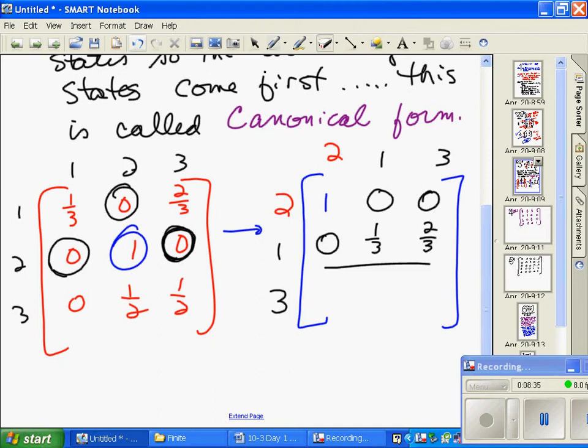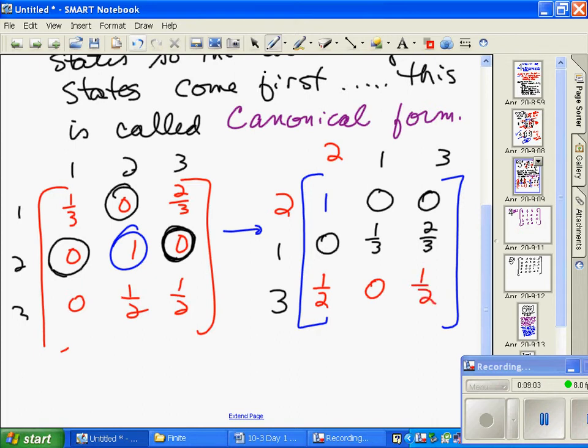Okay, now let's go look over here. We're looking at my row 3 on the left matrix. Row 3, column 2 is now going to be 1/2, and it moves there. Row 3, column 1 is a 0, and row 3, column 3 is 1/2.